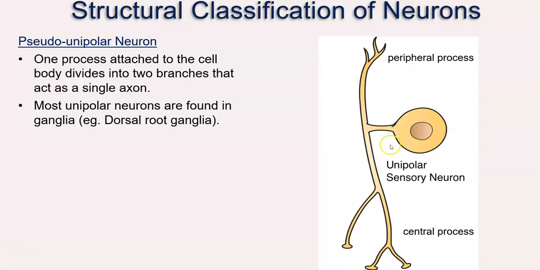Why this is important: we get a bunch of those together, and that's going to make our ganglia that we're going to see on those spinal nerves. So one process attached to the cell body dividing into 2 branches is what pseudo unipolar means, sort of only has 1 pole. So let me show you in your notes how that looks.